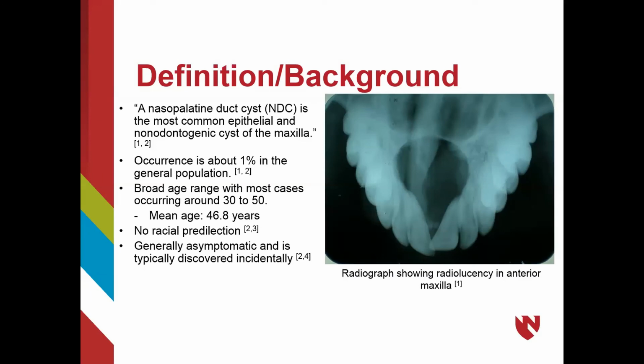The nasopalatine duct cyst is the most common epithelial and non-odontogenic cyst of the maxilla and occurs in about 1% of the general population. They occur at any age, although most are commonly reported between the ages of 30 and 50, with an average age being about 47 years. The nasopalatine canal cyst shows no ethnic predilection and is typically asymptomatic and discovered incidentally during routine oral or radiographic examination, though symptomatic cases involving fluctuant swelling and draining are not uncommon.